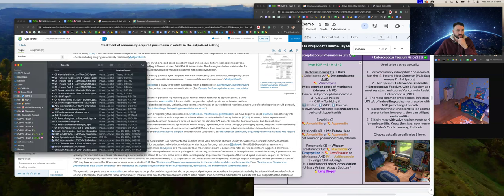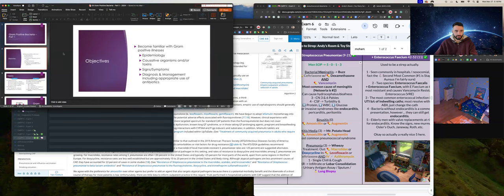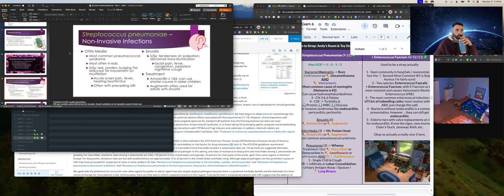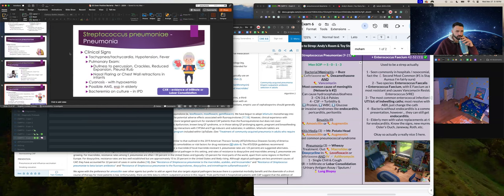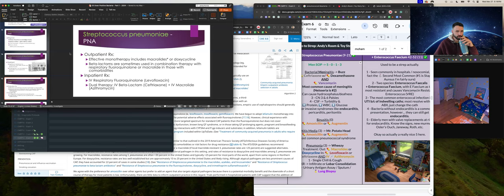Yeah, I mean, before we encode this into some crazy mnemonic, we definitely want to make sure we're accurate, right? How many times is pneumonia mentioned? 24 times. Strep pneumo, otitis media, sinusitis are non-invasive infections for what it's worth. There we go. Beta lactams are sometimes used in combination with fluoroquinolones or macrolides. Do we care enough about that? Probably not. Something that says sometimes used, a lot of times in PA school, you kind of just have to take the L there.